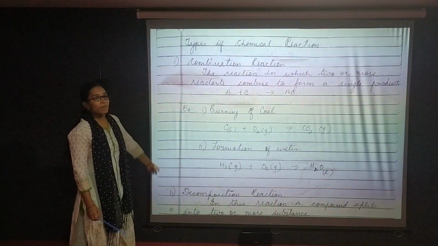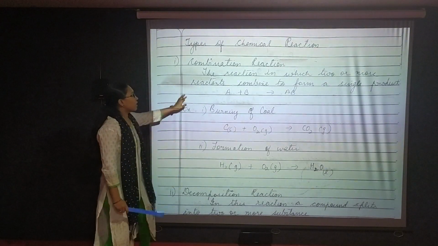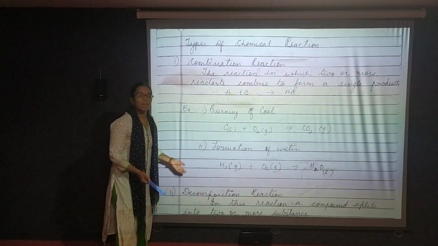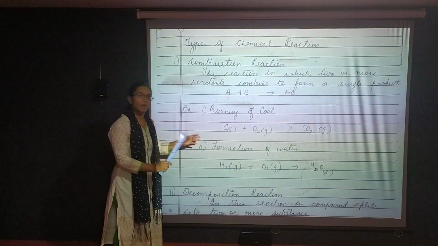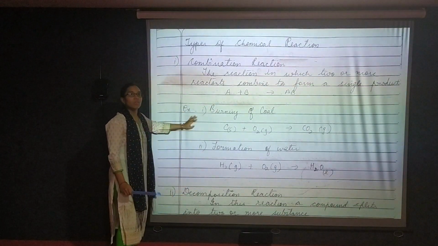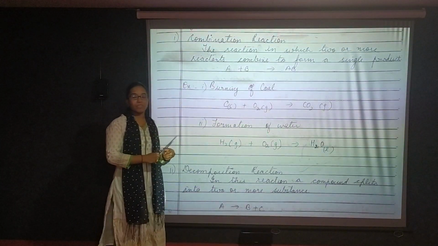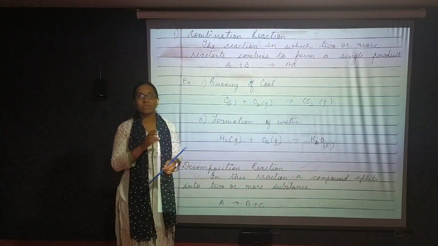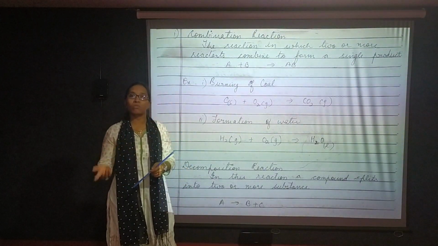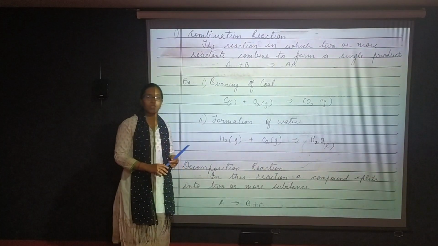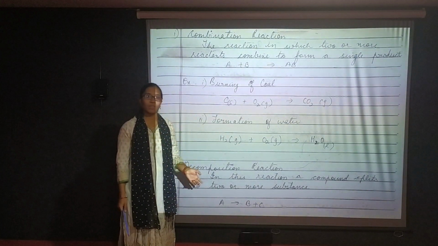Now combination reaction means that whenever you combine two reactants and you get a single product, that is a combination reaction. Again, in the previous videos you would have seen some examples, like nitrogen plus oxygen, where we get NO3. It is also a combination reaction. So there are many examples of combination reactions.